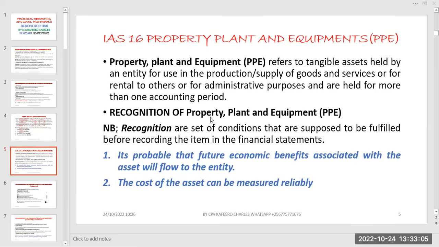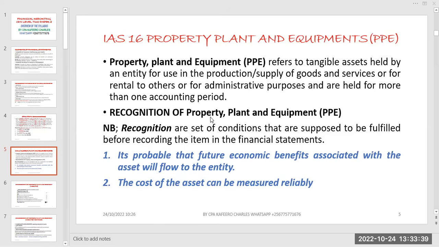So when we are talking about these non-current assets, what I want you to make sure of, in whichever asset they are talking about in the question, is to be able to identify the nature of the asset and to identify the purpose of the asset. Those two items are very critical in determining which standard you are going to use to account for any non-current asset that has been given to you.